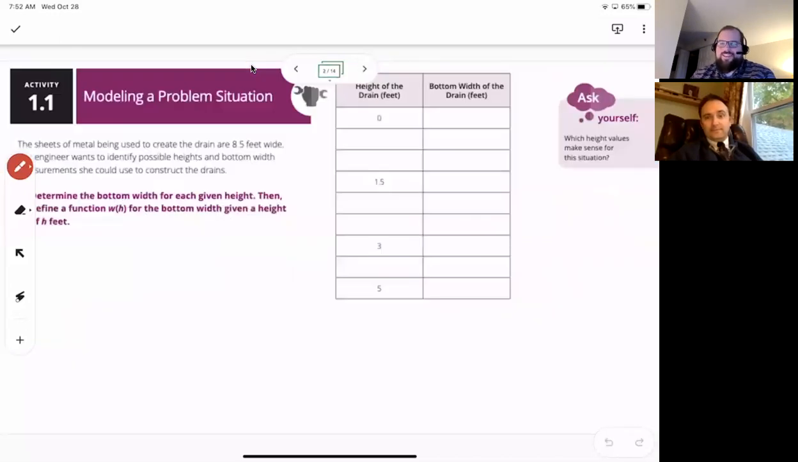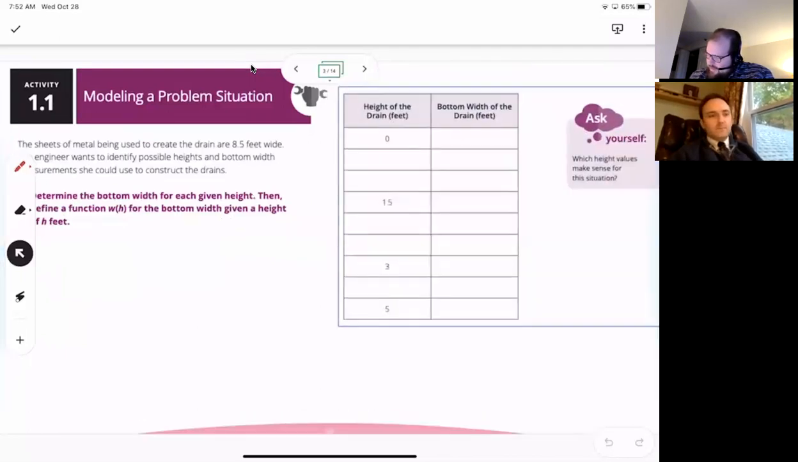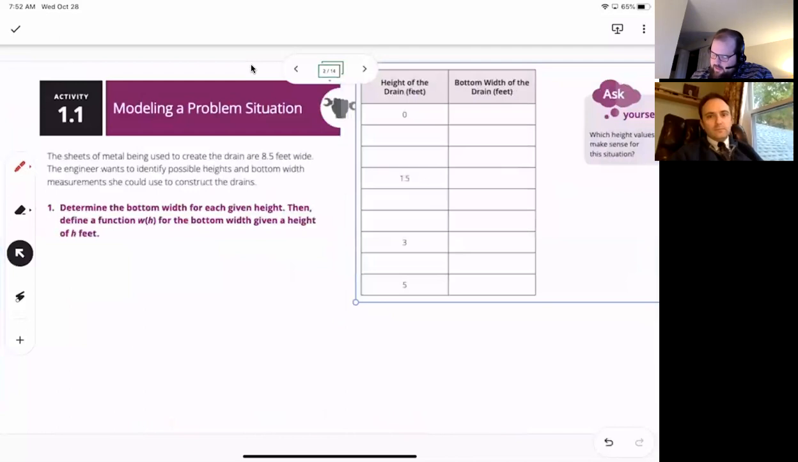It wouldn't let me change the page. I was like, this is an awkward pause. That's fine. All right.